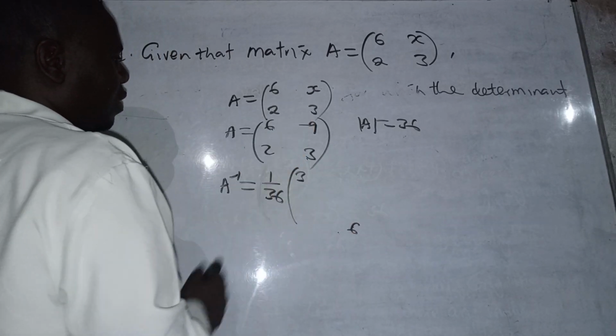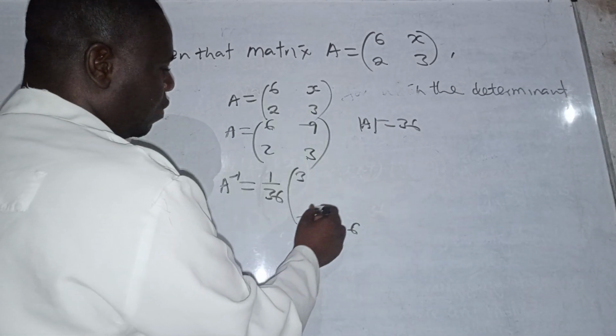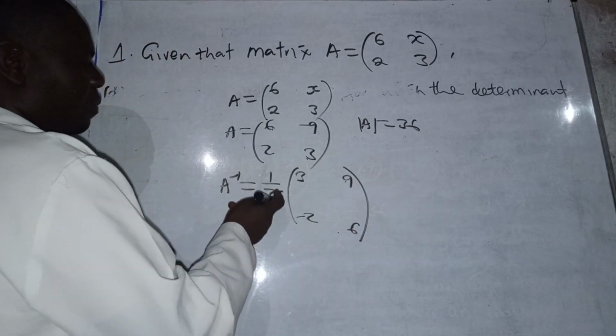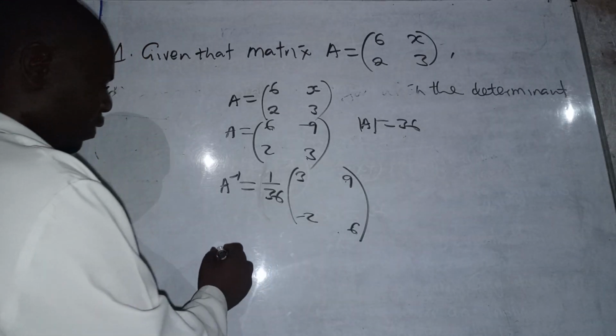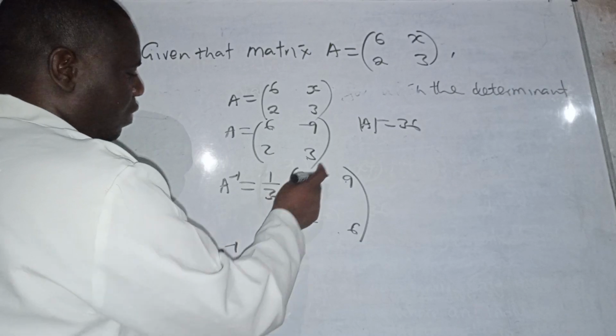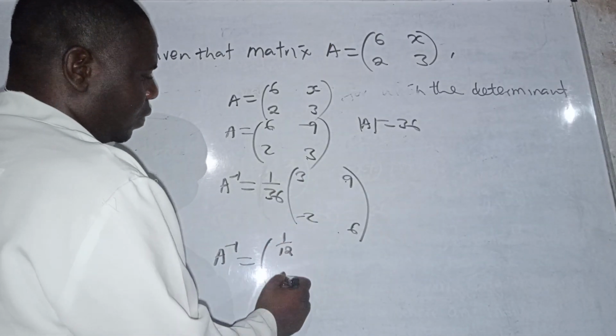Then they change the sign. If it's negative, it becomes positive. So this one will be negative 2, this one will be positive 9. Then now you multiply. You see our A inverse is equal to, this time use the calculator to give us 1 over 12.